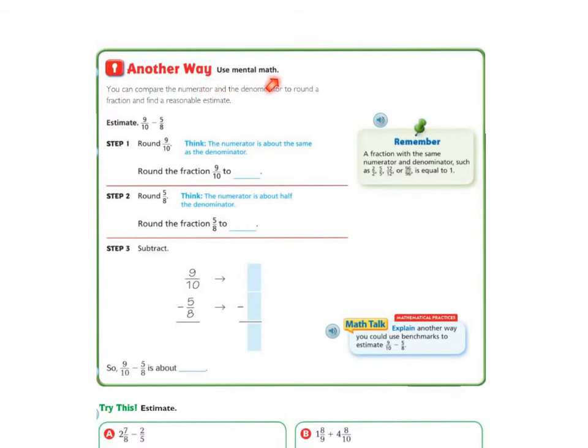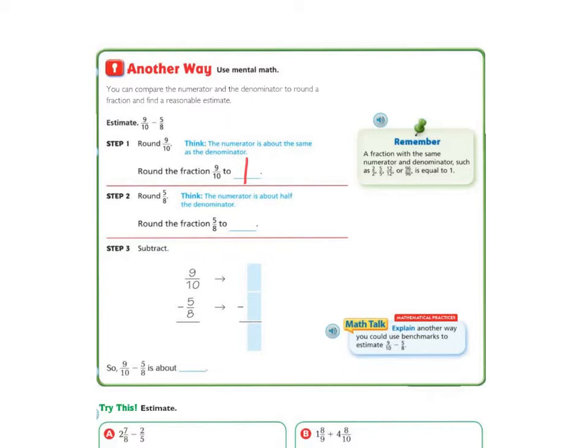So another way, we're going to use mental math. You can compare the numerator and the denominator to round the fraction and find a reasonable estimate. So I have 9/10 minus 5/8. So step 1, let's round 9/10. Think. The numerator is about the same as the denominator, right? The 9 and 10, they're only one away, right? So if it's this close to the same, then it's going to be close to a whole number, right? So I'm going to round the fraction 9/10 to 1.